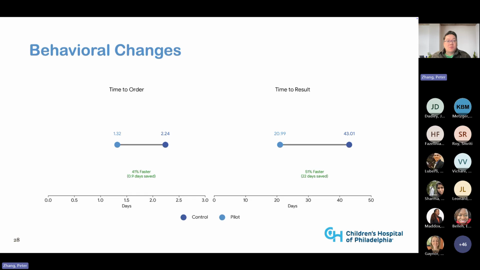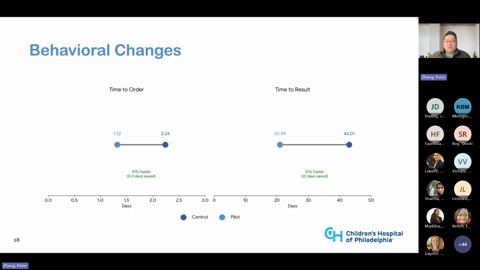However, when you look at the time to the result from that order, there was a 50% faster turnaround, saving over 3 weeks, which is very clinically significant in this case, given that some follow-up timeframes can be as short as 1 month or less. And this time saving could be the difference between having a late versus an appropriate follow-up.